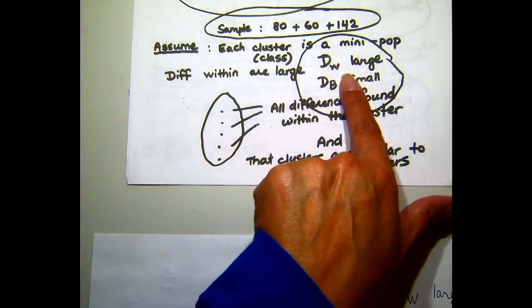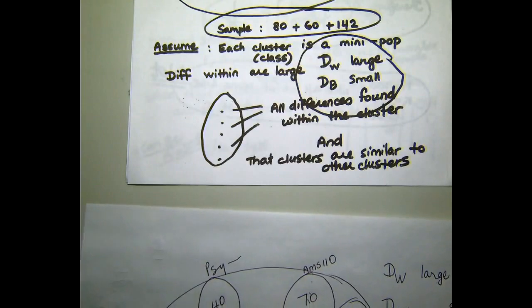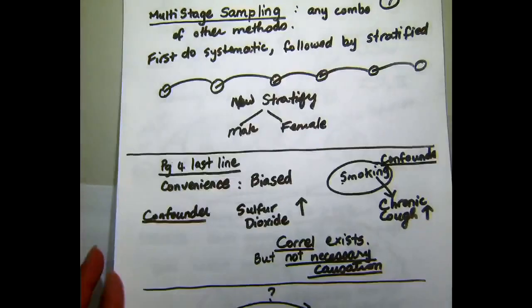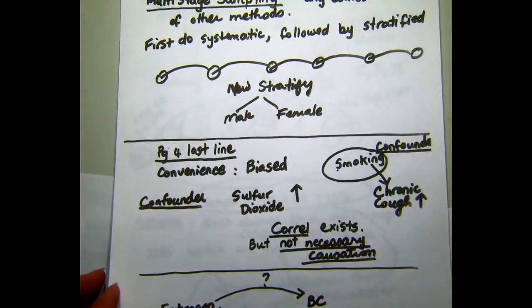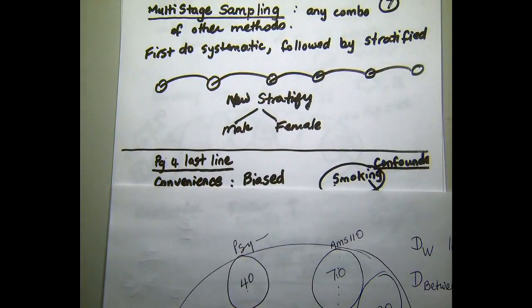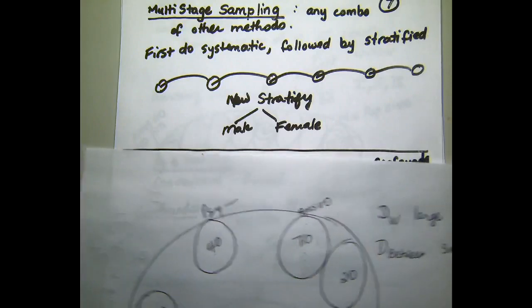So it says that here on your page 6. Let's go to page 7. Page 7 is multi-stage sampling. This is just any combination of the methods that you learned so far. So maybe first do systematic sampling and pick up every 100th member, and then follow it by stratified random sampling. Something like that would be called multi-stage sampling.